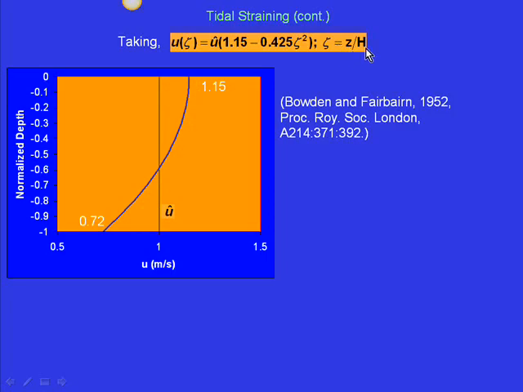At Z equals minus H, zeta equals minus 1. So minus 1 squared, 1 times 0.425. So 1.15 minus 0.425 equals 0.72. So there you have the parabolic profile with 1.15 at the surface and 0.72 at the bottom.